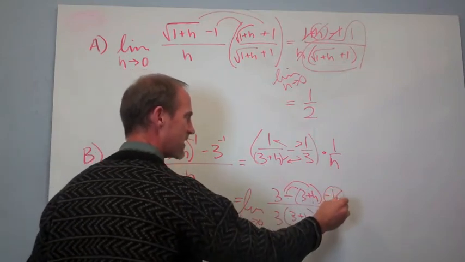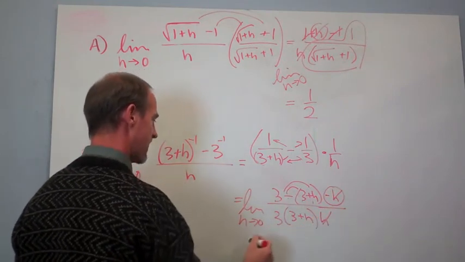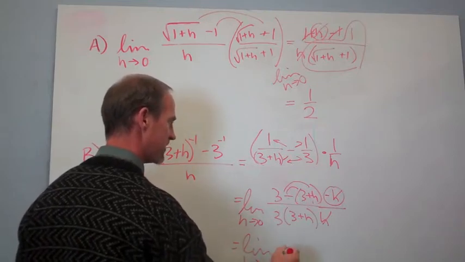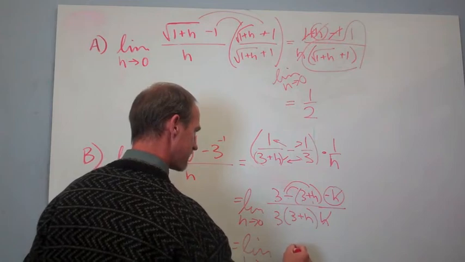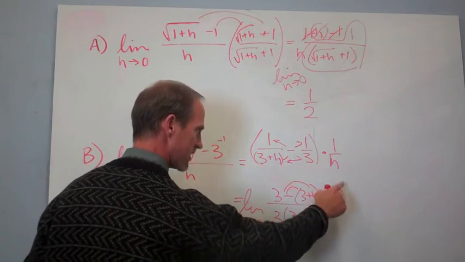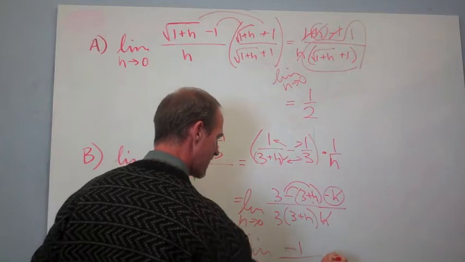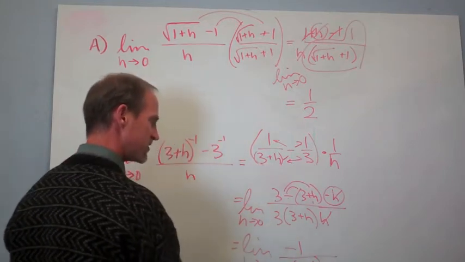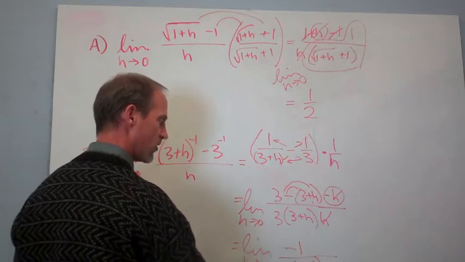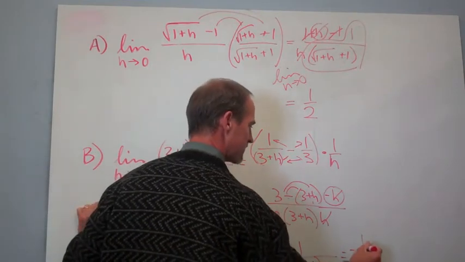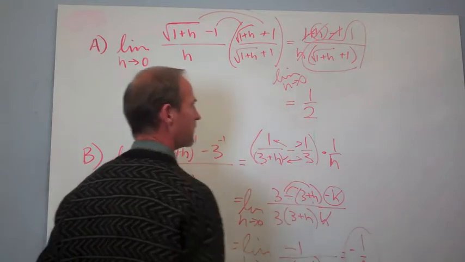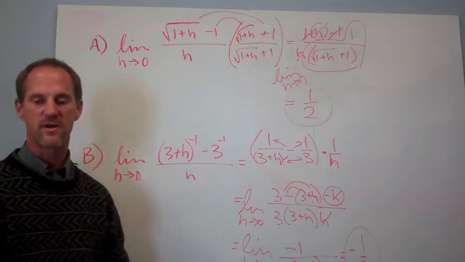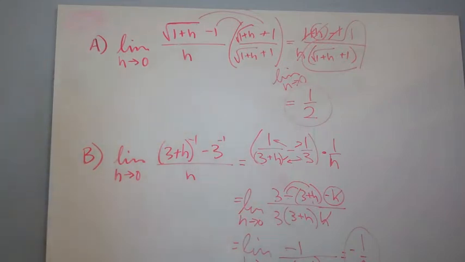I can cancel that minus h with my h, and I now get a new limit, which I can use the direct substitution method in, and it is negative 1. When I cancel the h's, I get that negative sign remaining, and then it's over 3 times 3 plus h. Well, when h becomes 0, it's negative 1 over 9, negative 1/9. All right? So there are your two solutions to two sample problems, very similar to page 115. Good luck.